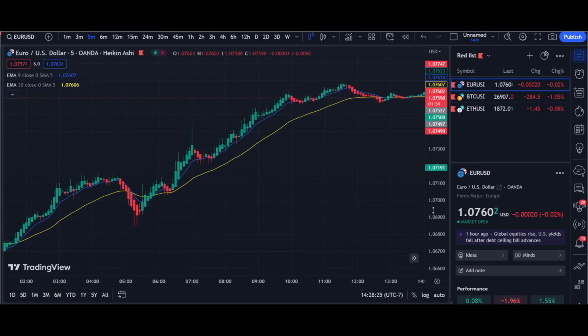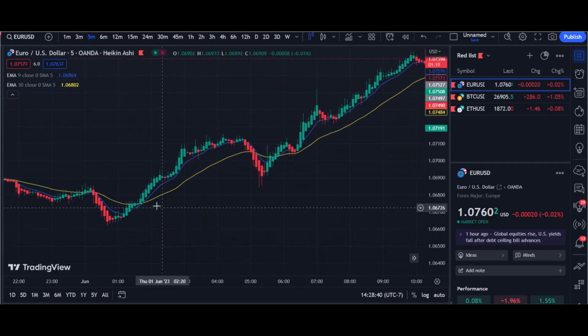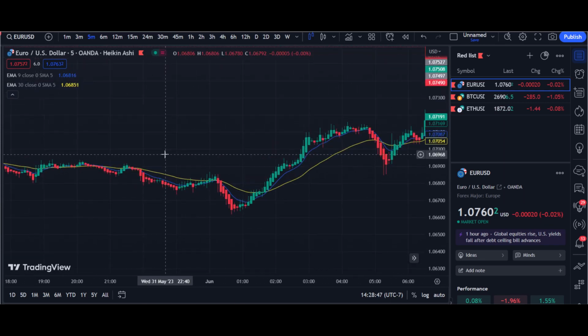So how this strategy works is it's based off of a pullback. So for example, we can see right here that the blue 9 EMA is trending above the 30. So this indicates that there is currently an uptrend. So we'll be looking for longs whenever this happens. When the golden line or the 30 EMA is trailing above the 9, it's the opposite. We're going to be looking for shorts. This indicates that there is a downtrend.